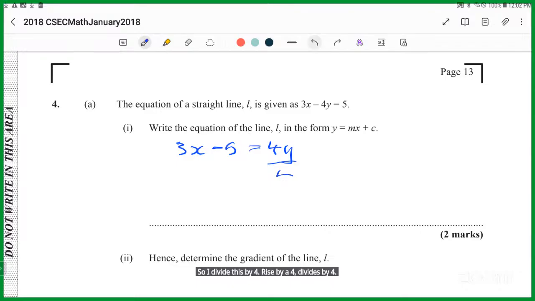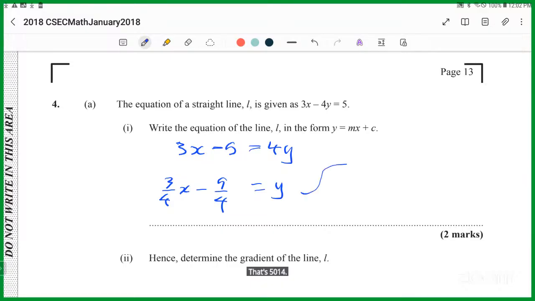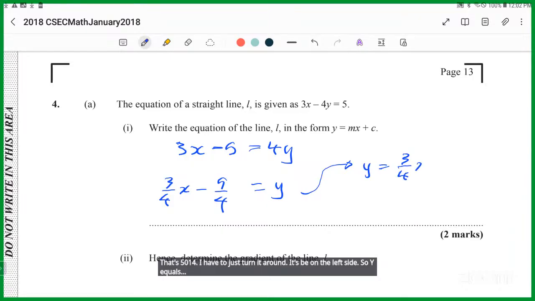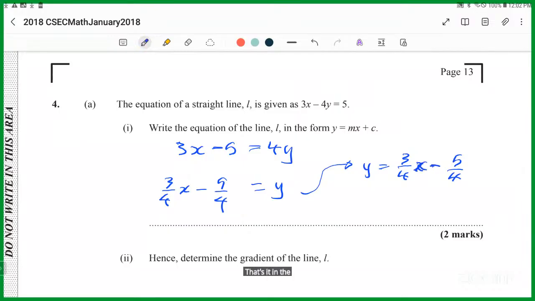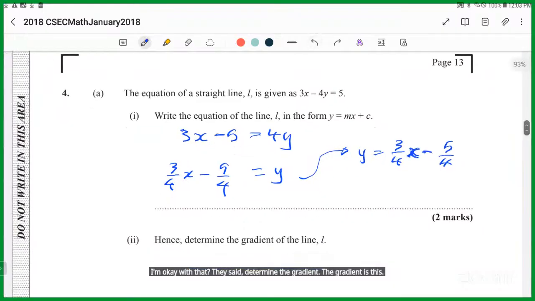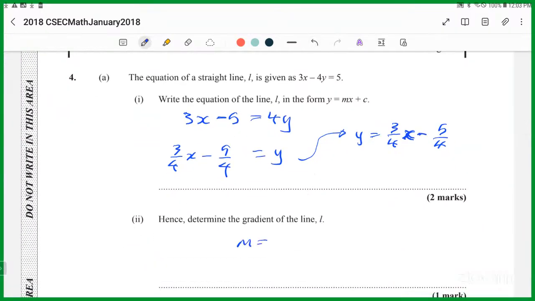So I'm going to get that y is 3 over 4x minus 5 over 4. All we have to do is turn it around, make this be on the left side. So y equals 3 over 4x minus 5 over 4. That is in the form y equals mx plus c. Are you okay with that? Okay. They said determine the gradient. The gradient is this. So the gradient is m equals 3 over 4. That's it.